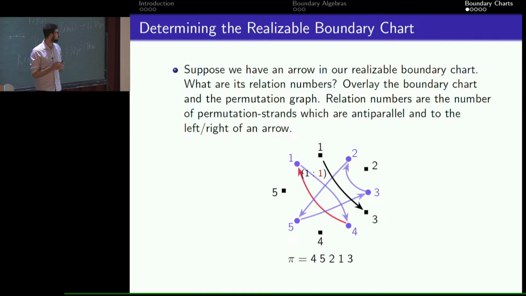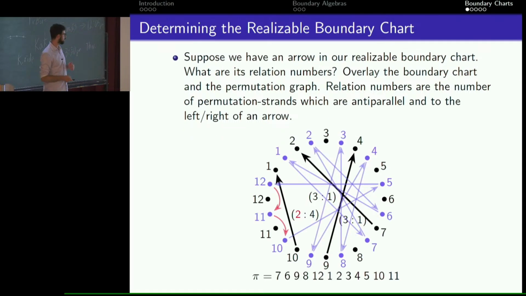And then I also need these 2 numbers. And these 2 numbers are just counting how many anti-parallel arrows there are on the left and on the right. So I have a 1 on the right here, and that corresponds to the fact that I have exactly 1 purple strand, which is anti-parallel to the arrow, and lies on its right. Similarly, I have a 1 on the left because I have exactly one strand which lies to the left of my arrow and is anti-parallel.